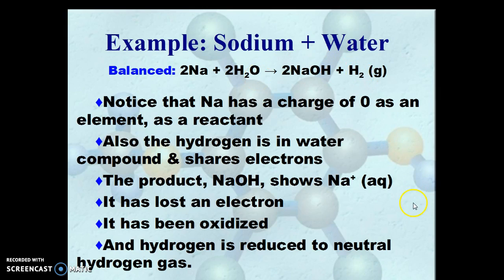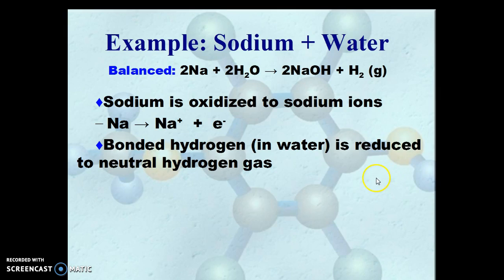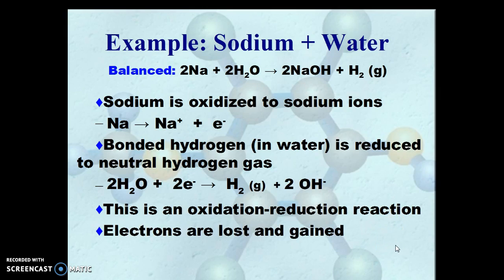So that's a reduction. Sodium is oxidized to sodium ions. Bonded hydrogen in water is reduced to neutral hydrogen gas. Electrons are given off in the oxidation and taken in the reduction. This is an oxidation-reduction reaction. Electrons are lost and gained, and that's what happens in oxidation-reduction reactions.